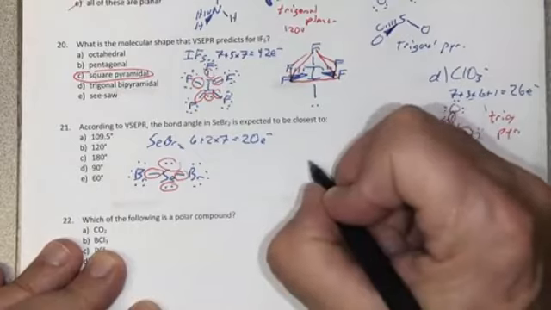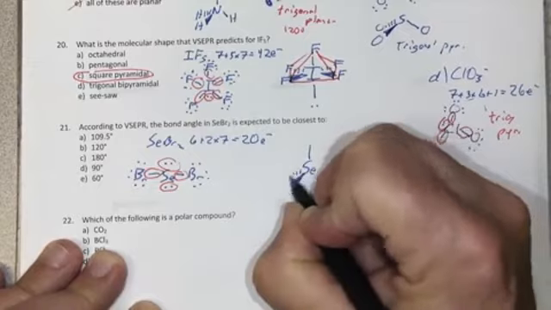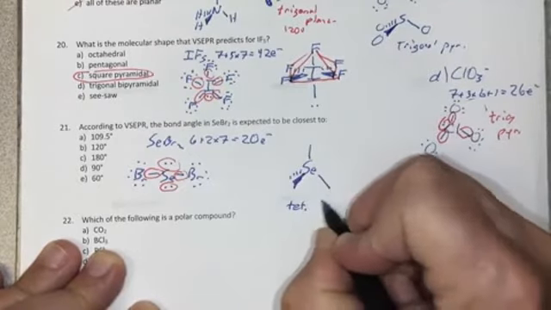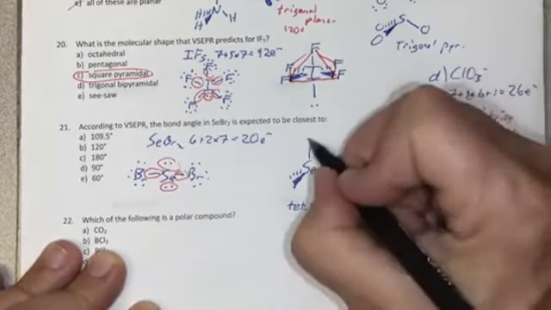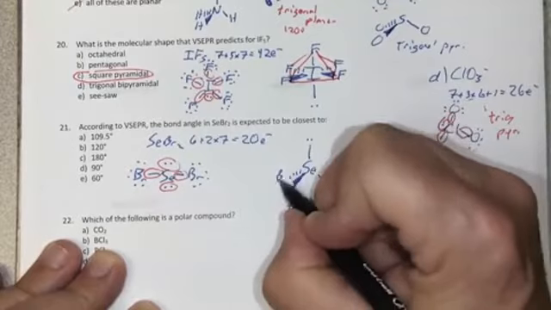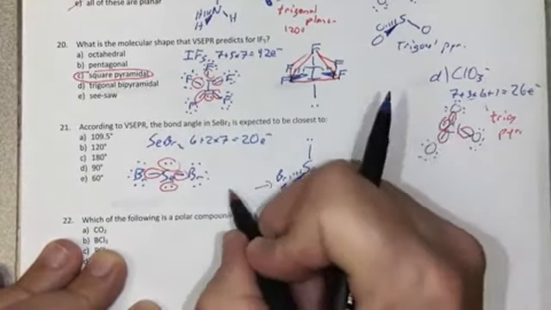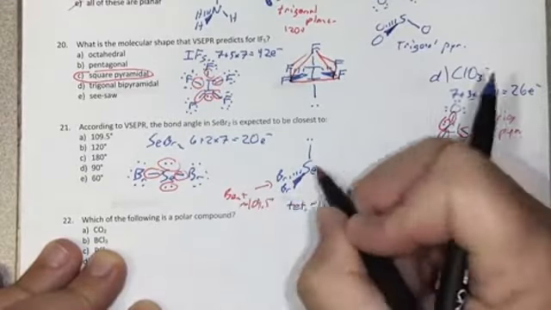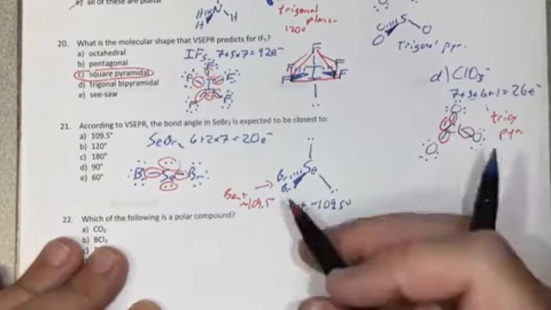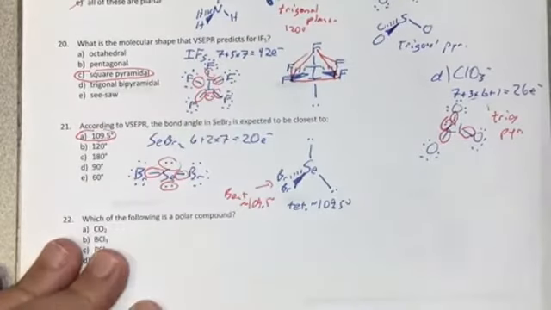And so if there's 4 groups, the perfect shape is tetrahedral. We could draw it like this. So tetrahedral with approximately 109.5 degree angles. Now we've got 2 lone pairs. If I put a lone pair here and a lone pair here, the bromines here and here, then I would see that the actual molecular geometry is called bent. And the angle is approximately 109.5 degrees. It's going to be a little less than 109.5 because of lone pair repulsions. So it's going to be closest to choice A, 109.5. So the answer to 21 is choice A.